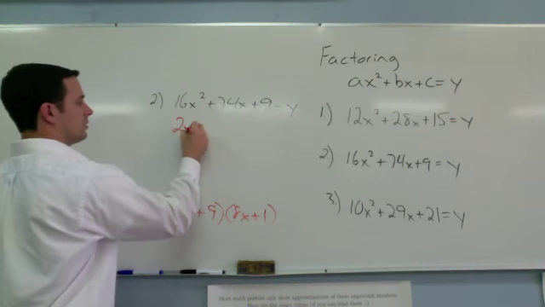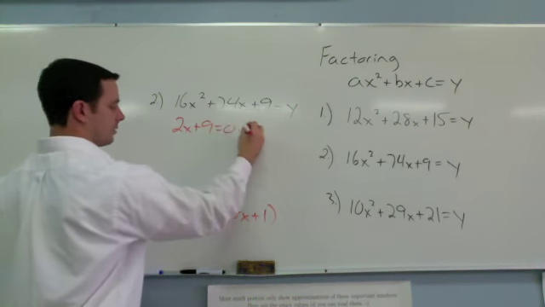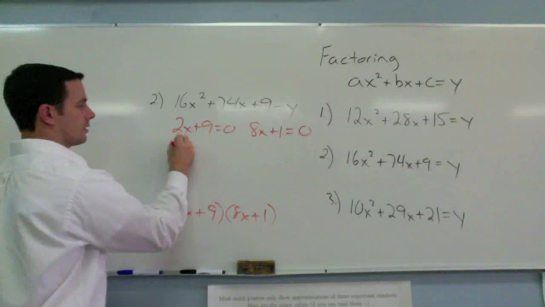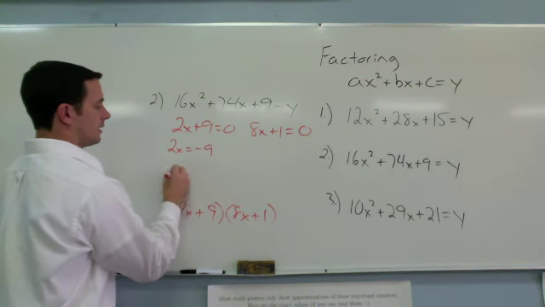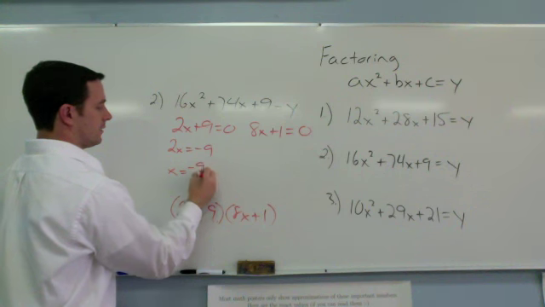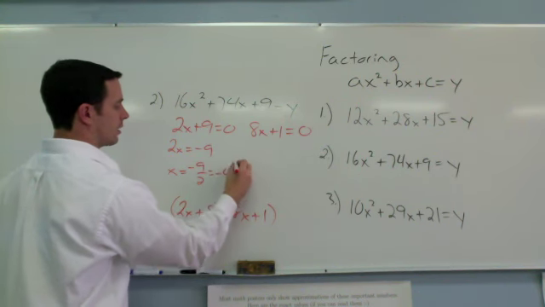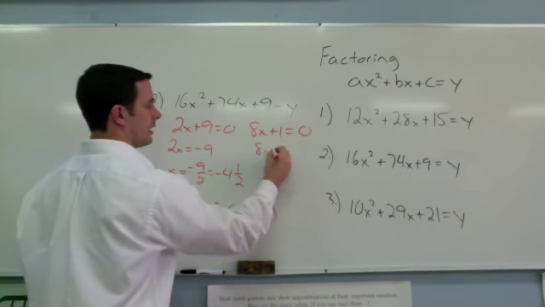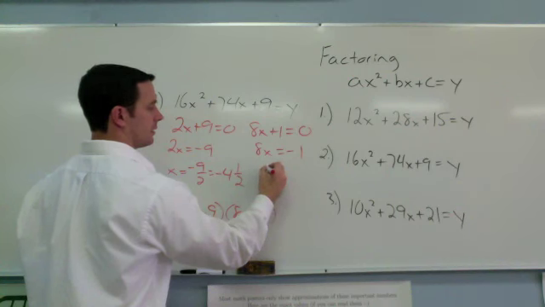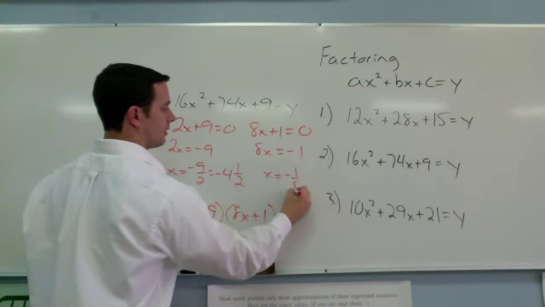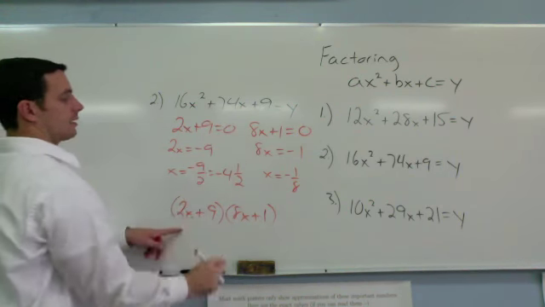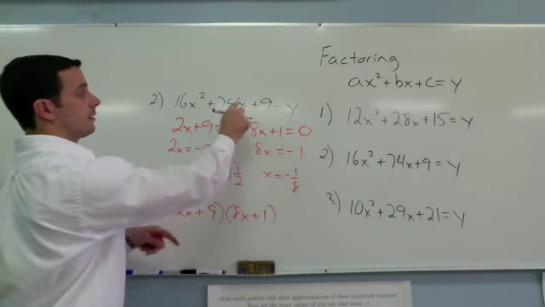So that gives me 2x plus 9 equal to 0, 8x plus 1 equal to 0. So 2x equals negative 9, x equals negative 9 over 2, which is negative 4 and a half. Over here, I get 8x equal to negative 1, x equals negative 1/8. So these are the factors of this quadratic. These are the solutions for this quadratic.